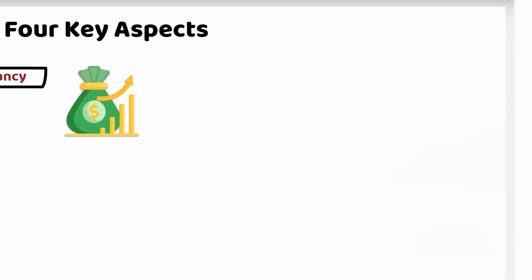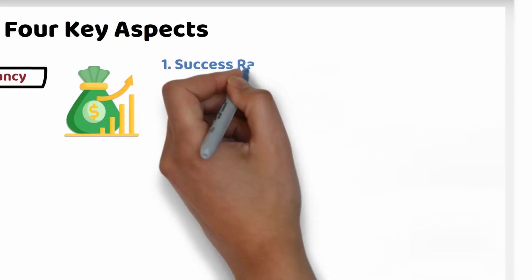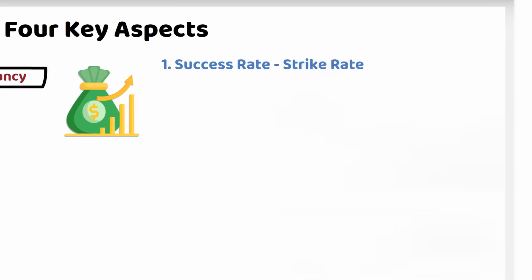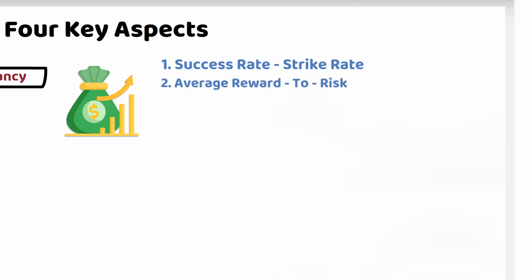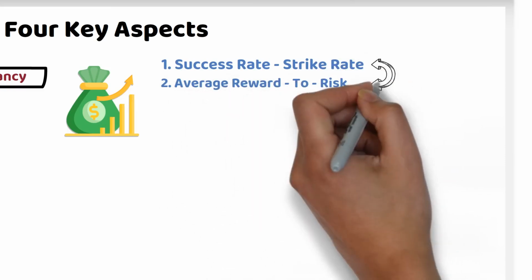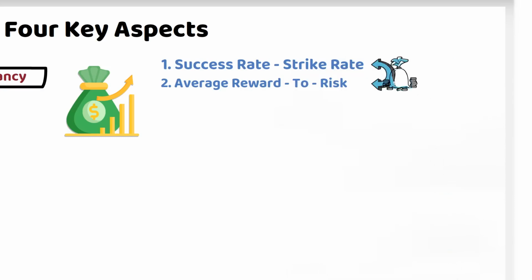A profitable trading system is built on two key parameters. Firstly, the success rate, or strike rate. And secondly, the average reward to risk. There can be numerous permutations and combinations of these two parameters for profitable trading.